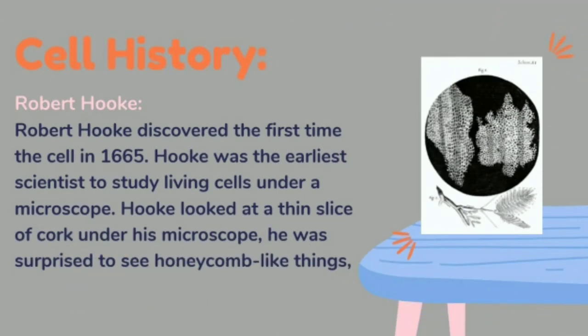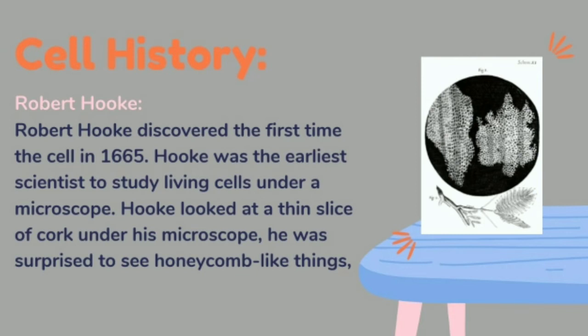And now we are discussing the cell history. Robert Hooke first discovered the cell in 1665. Hooke was one of the earliest scientists to study living things under a microscope. The microscopes of those days were not very strong, but Hooke was still able to make an important discovery.